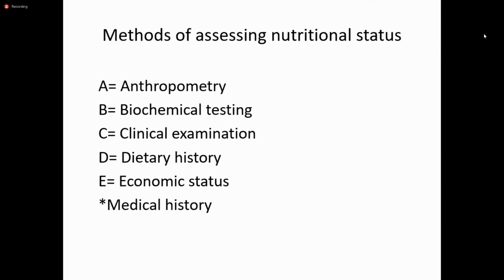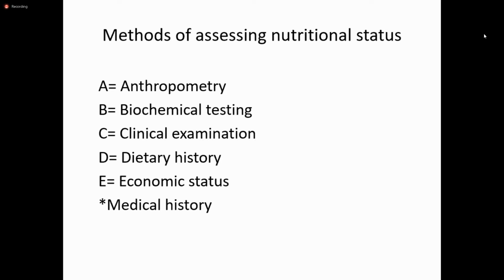Another is the biochemical testing. So we can test for certain levels of these nutrients, and whether they are normal or abnormal, we can test like that. Another is clinical examination for certain features. Another is dietary history. Again, this will be taken in all patients. And another way is the economic status. So socioeconomic status indirectly can tell you or reflect the nutritional status.